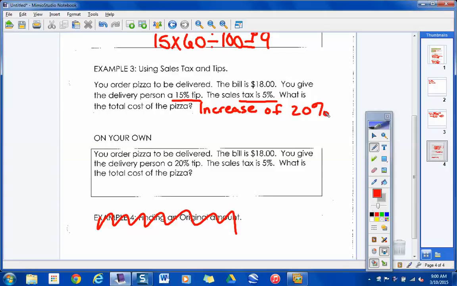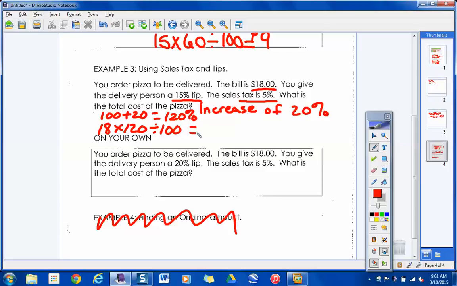Once I've figured out that the increase is 20%, isn't this exactly the same as what we've been doing at this point? So what are you going to do with that 20, kids? Add it to 100. So my new percent's 120, right? So I'm looking for 120% of what value? 18. So here we go. We're going to go 18 times 120 divided by 100.